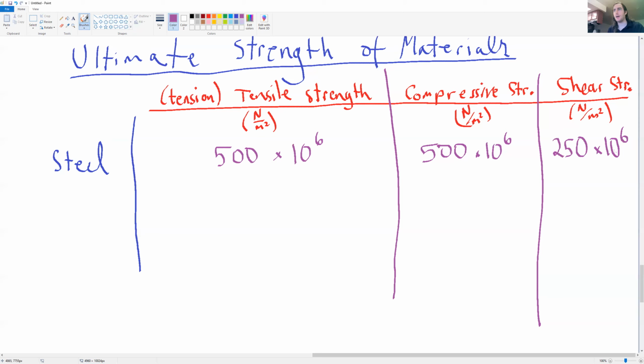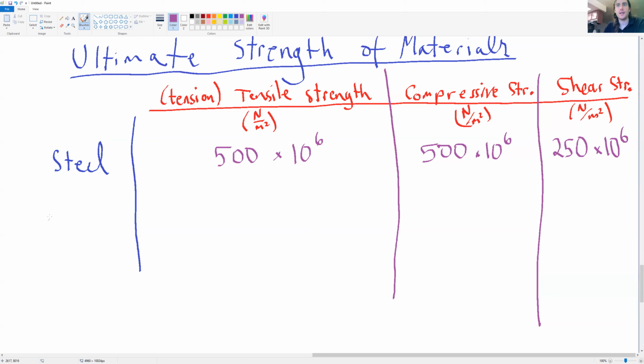250, about half as much. Okay, before the steel starts to really deform in that parallel direction to the applied force, it's going to start to break down. Okay, let's look at one more metal here.